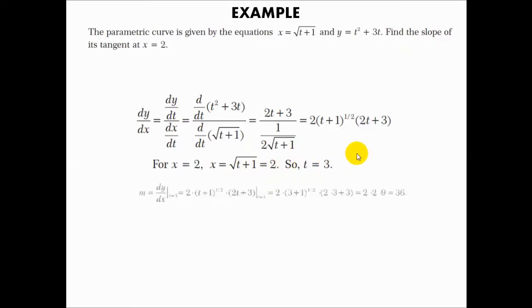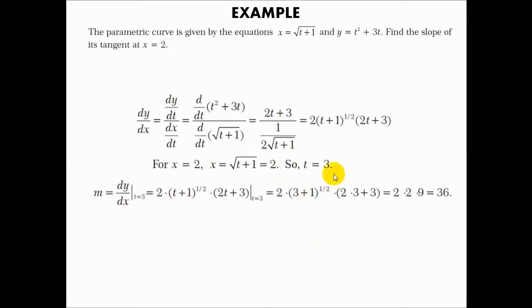Now we have t, and the slope m is equal to dy over dx at t is equal to 3. We get the function here, and we substitute t is equal to 3 into this equation, so we get 36. So the slope of the tangent at x is equal to 2 is 36.